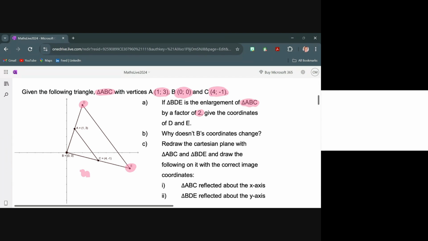You can pop the answers in the chat, or you need to be writing this down, remember? Okay, or if anybody's brave enough to unmute and give ma'am the answers, I would love that. That would be really lovely. Tell me what we're thinking.